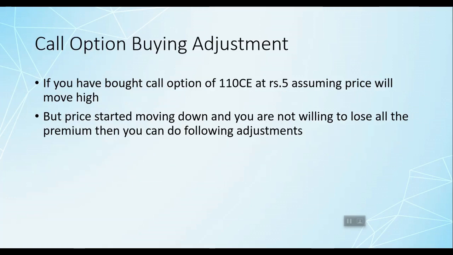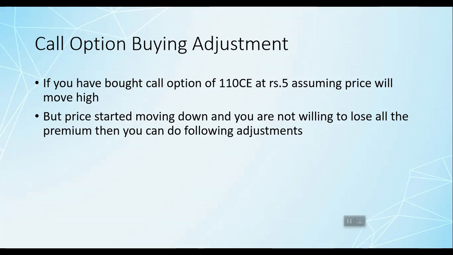Now we are going to look at the call option buying adjustment. Say you have bought a 110 call option at 5 rupees, assuming the price will move higher, but unfortunately some bad news comes and the stock price starts moving down.